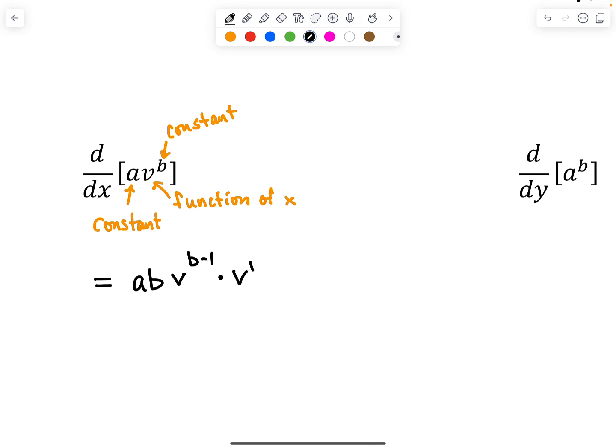And I cannot say that this v prime is 0, because v is not necessarily a constant, nor can I say that v prime is 1, because v is not necessarily just x. We don't know what v prime is, because I don't know what v is. And we're done with this one.